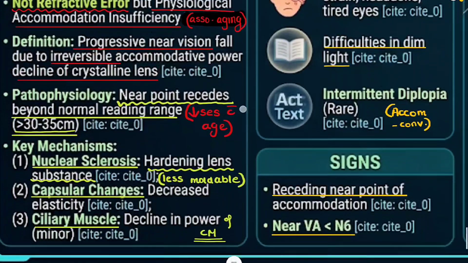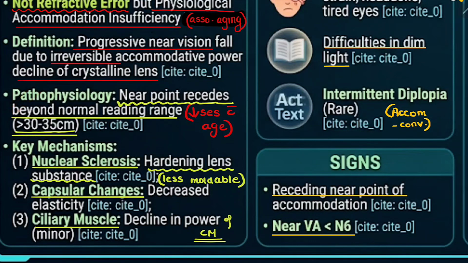Coming to the pathophysiology, here what happens is the near point recedes beyond the normal range. So for a normal person, the normal range of reading is 25 to 30 centimeter. So if it goes beyond 30 to 35 centimeter, that is the near point recedes beyond the normal range, and this will be a progressive receding with the age. So that is the pathophysiology. The near point recedes beyond the normal reading range.